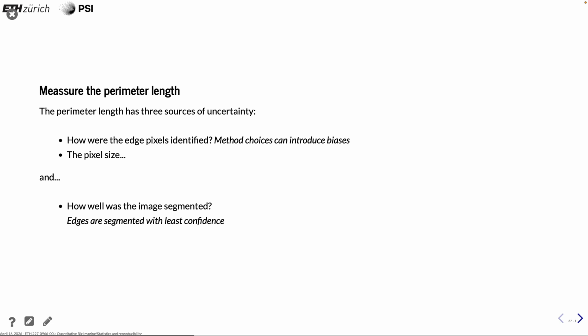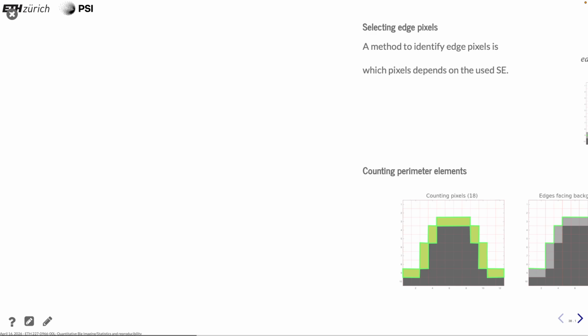Here we come into different choices of methods, and then we have the pixel size, and of course finally the segmentation and edges. And when you do segmentation, in particular when you have unsharp edges, that is actually the place where there is the least confidence, as we will see in a few slides, actually.